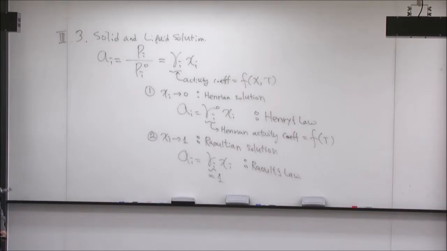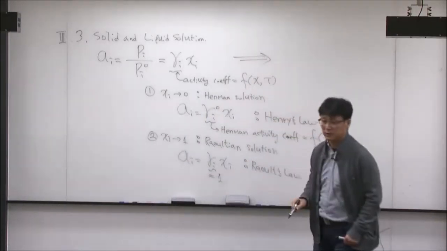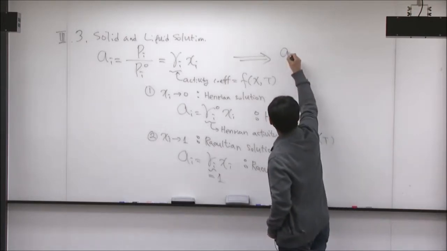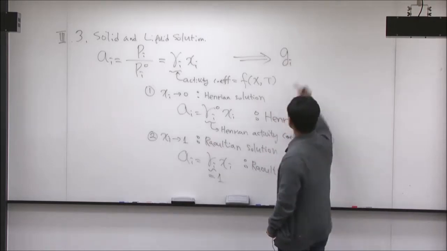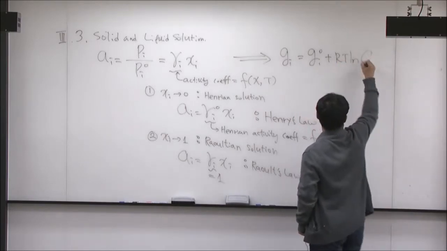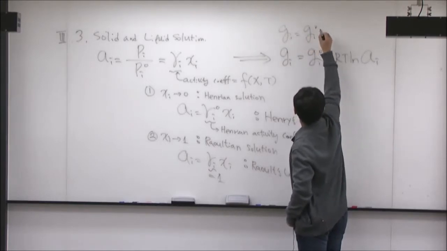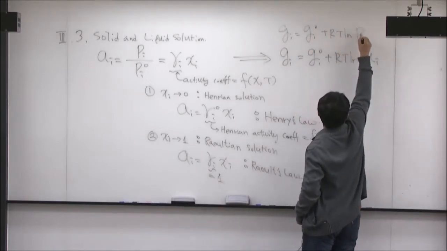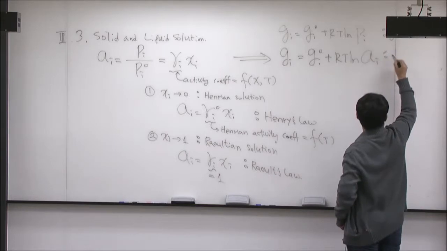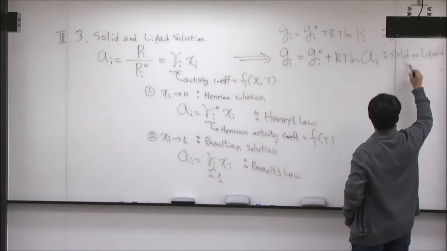And the reason we are learning activity is that from the activity, we now want to express the Gibbs energy of the species in the solution. So the molar Gibbs energy of I in the solution is Gi naught plus RT ln activity of I. Compared to this, this one was for the gas phase, and this was for the solid or liquid solution.